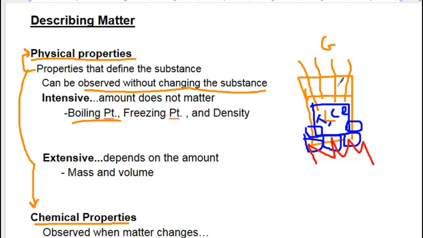And so if we heat it and heat it and heat it at 100 degrees Celsius, it's going to boil once all the water has reached that temperature, 100 degrees Celsius. But these are intensive properties.